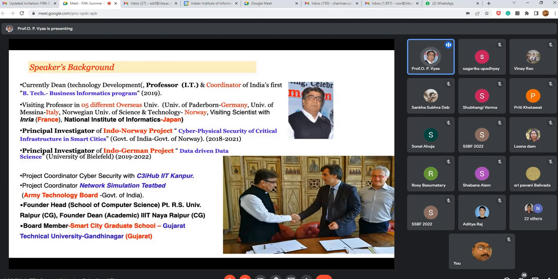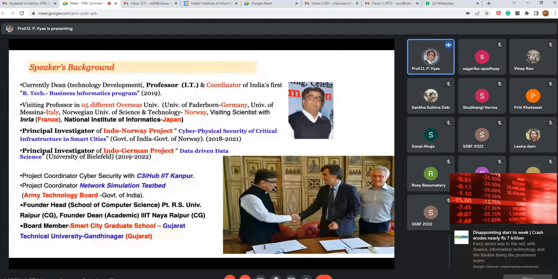I have successfully completed 2 wonderful projects. One is Indo-Norway, on the cyber physical security of critical infrastructure in smart cities in India. And second is in data-driven decision science, which is closer to what I'm going to talk to you about today. I am also project coordinator in the cyber security domain with the C3I Hub in IIT Kanpur.